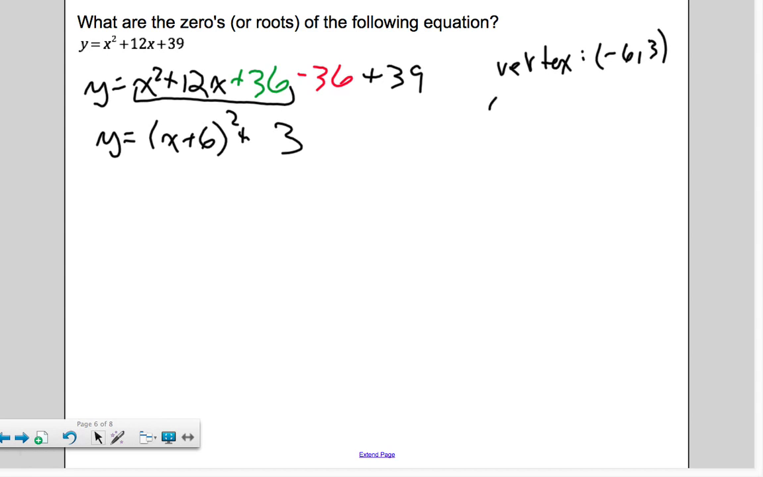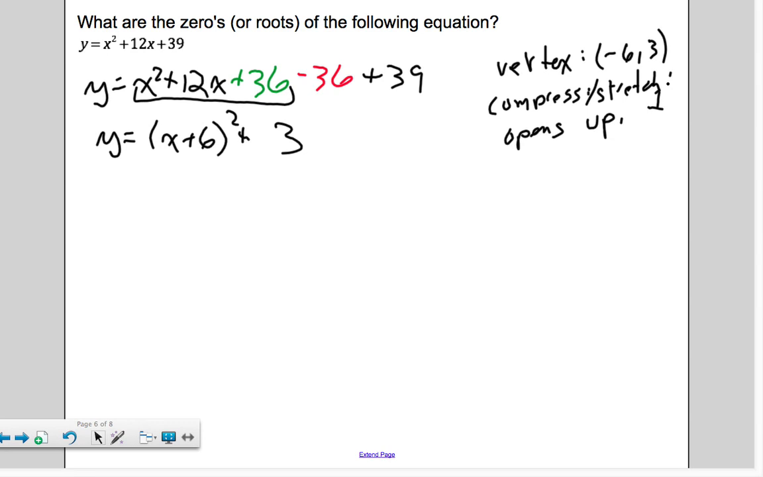What's the compression or stretch? The stretch factor is just 1. Is it opening up or down? Up. Okay, so we already know a little bit about this quadratic, what the parabola looks like. It has a vertex at negative 6, so over to the left, up 3. There's no stretch or compression, and it opens up.